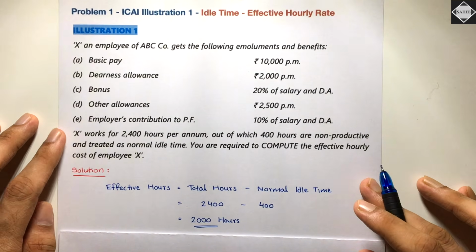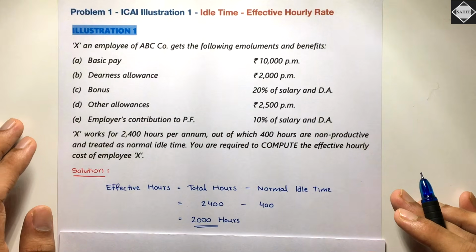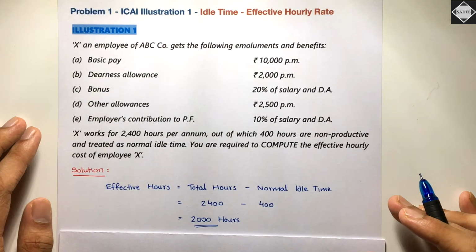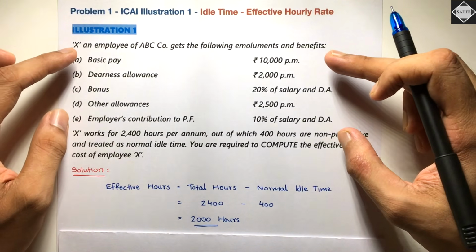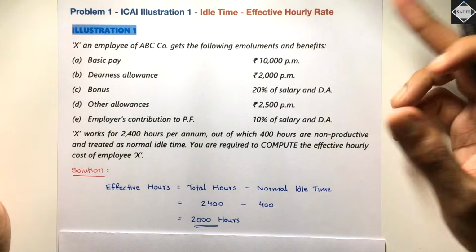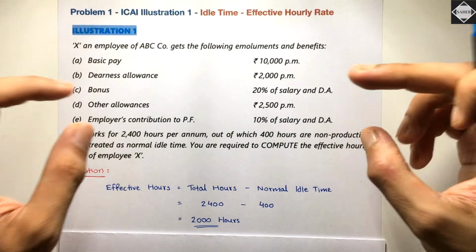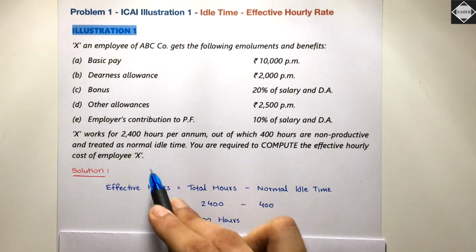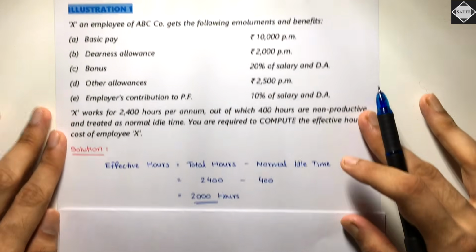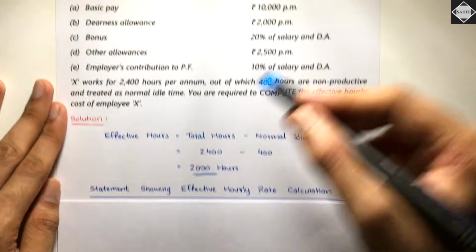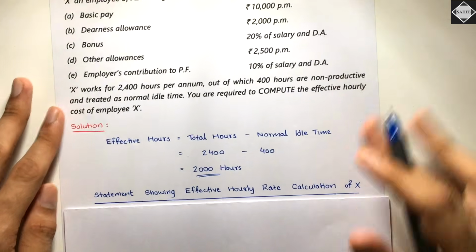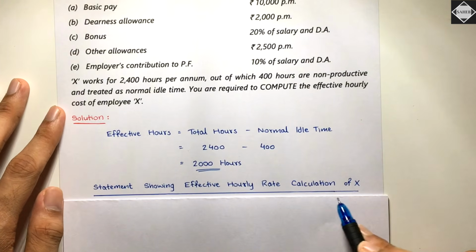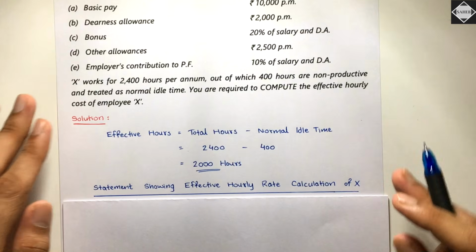Now after this, you need to calculate labor cost. How will you calculate labor cost? Just calculate this whole part and add it up, and you will get the labor cost. Then divide the sum by these 2,000 hours. You will get the effective hourly cost of employee X. So we make a small statement for this: statement showing effective hourly rate calculation of employee X.